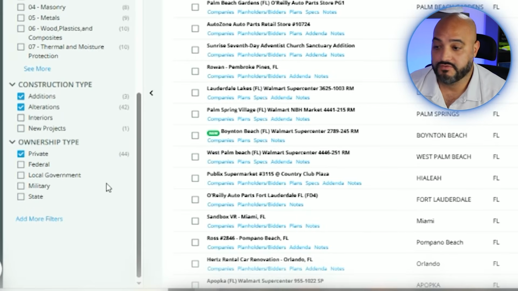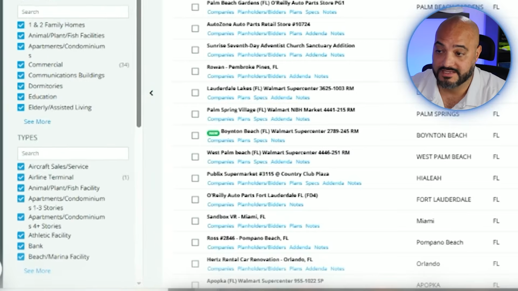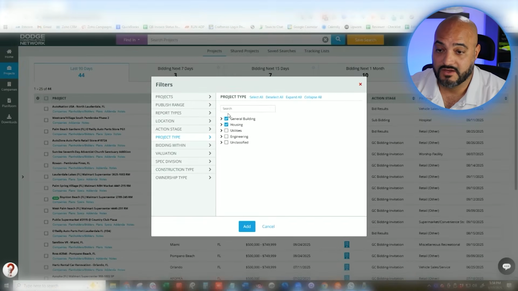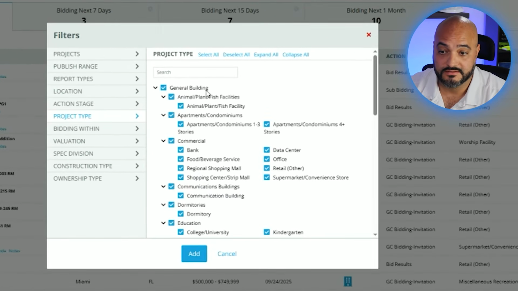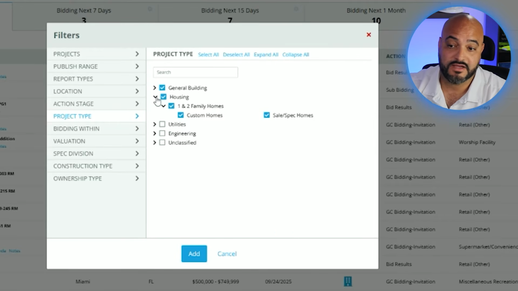Now, if you do federal, if you do government, if you do county jobs, you could check all these boxes if you want. Oh, actually, one of the filters I forgot to mention, when you go to project type, you want to click on see more. And this is my process. What I usually do is I deselect all, and then I'll check general building. So this is pretty much all the building types, and then housing. So anything residential that might come in pops up there too.